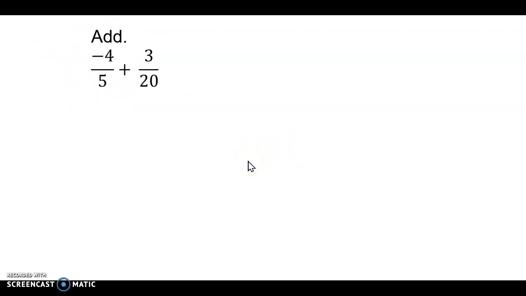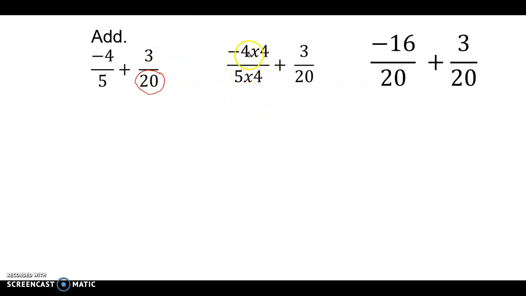Okay, on this one, we first need to get a common denominator. So we're going to look for a common denominator for 5 and 20. So again, I always like to take the bigger number, 20, and then think 5 times something gives me 20. Yep, 5 times 4 is 20. So we're going to multiply the top and the bottom by 4. So we end up with negative 16 over 20, and we still have the 3 over 20. So now we've got our common denominator.